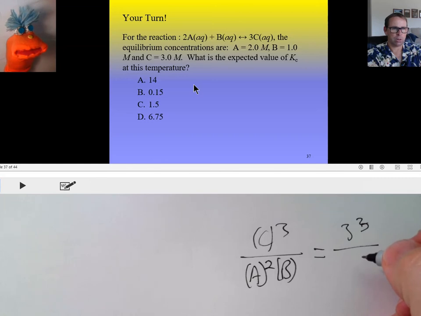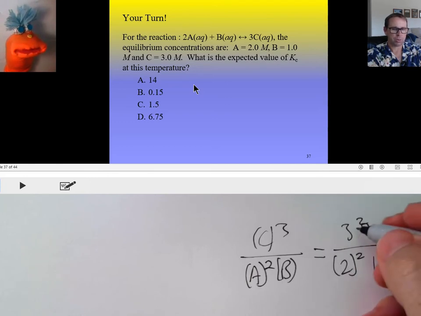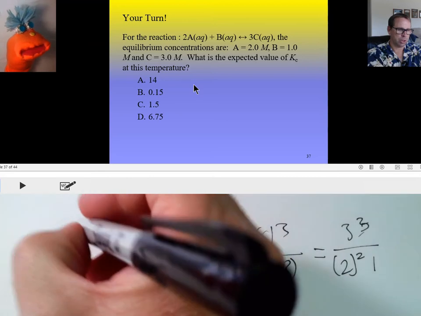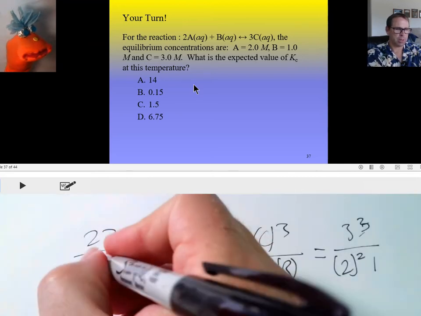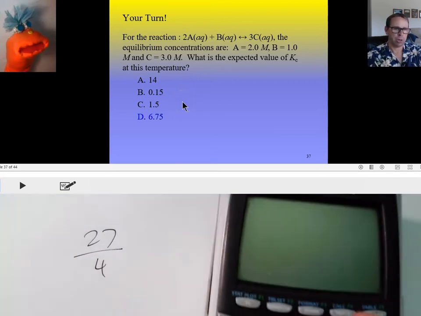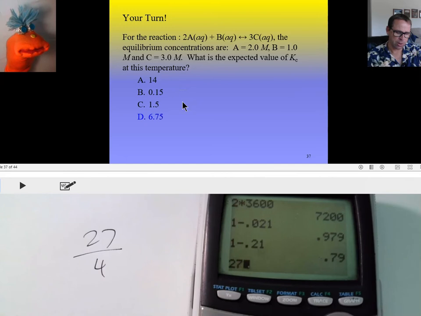over what? 2 squared times 1. All right, so what's 3 cubed? Is that 9? 3 cubed, 3 squared is 9. Oh, 3 cubed is 27. Very good. 27 divided by? 2 squared is 4. 27 divided by 4. Is 27 divided by 4 6.75? That's what I got. Okay, very good.